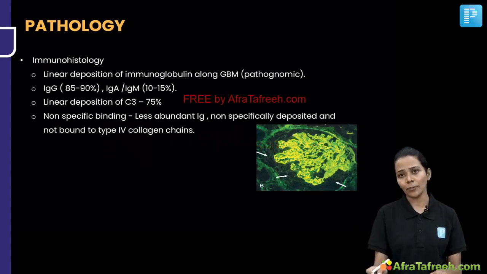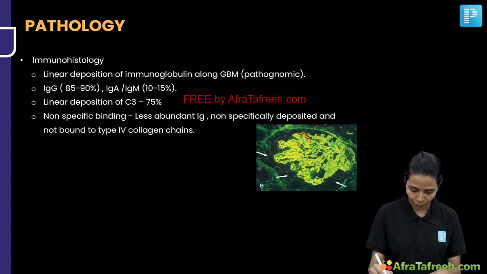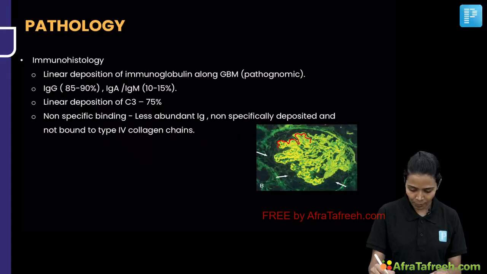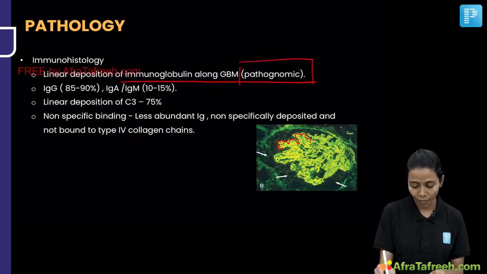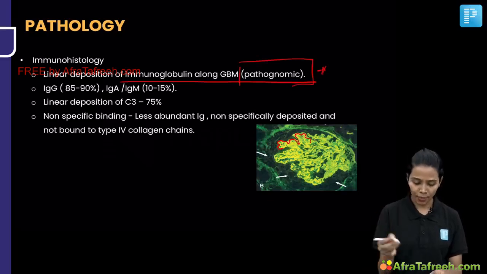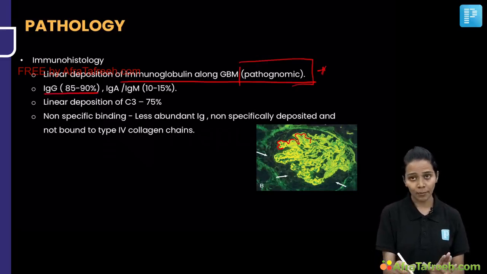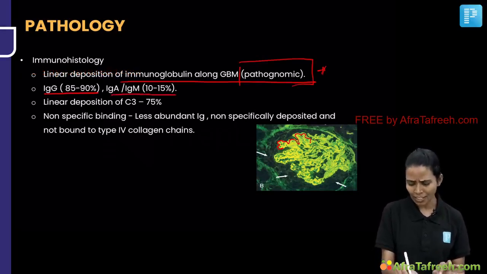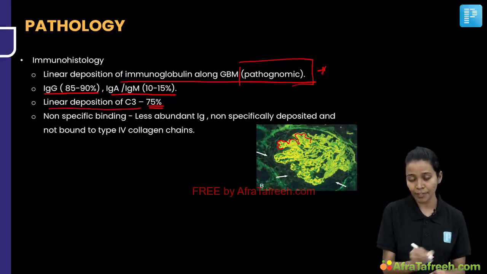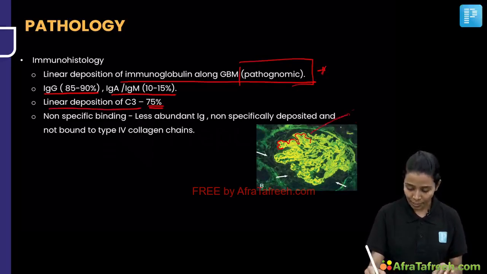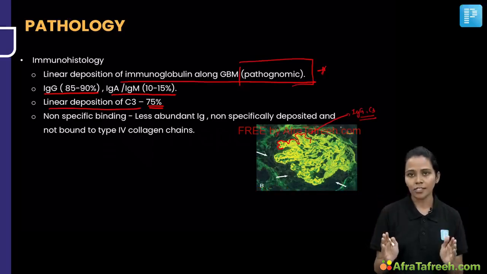Now, coming to the immunofluorescence, which is very, very important. Here you can see this beautiful deposition of the immunoglobulin. It will become positive when stained for IgG. It is deposited linearly along the glomerular basement membrane. This is pathognomonic of anti-GBM disease. Mostly it is IgG, 85 to 90%. Rarely you can find IgA or IgM, 10 to 15%. There is linear deposition of C3 in 75%. So along with IgG, you are going to find C3 deposits.